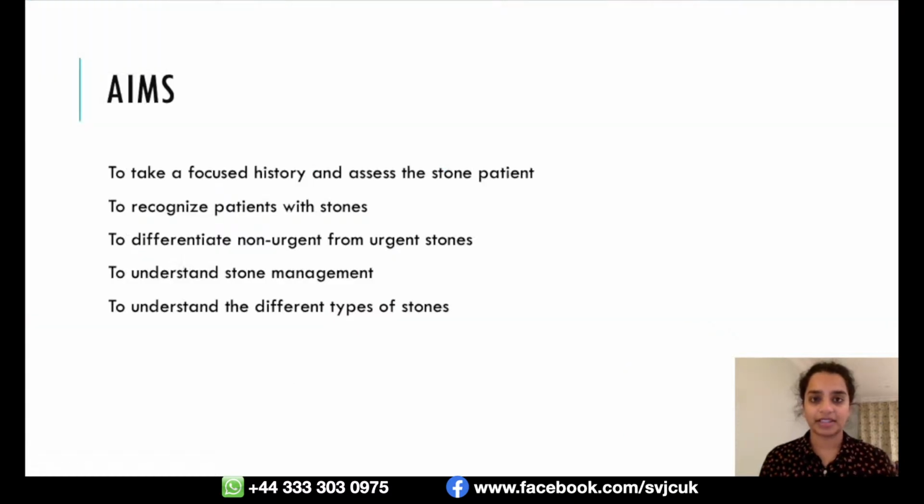So the aim of today's talk is to learn how to take a focused history and assess a stone patient, to recognise patients with stones, to differentiate non-urgent management from urgent management for stone cases, and to understand the different variety of options available for stone patients, and then to understand the different types of stones that may occur.